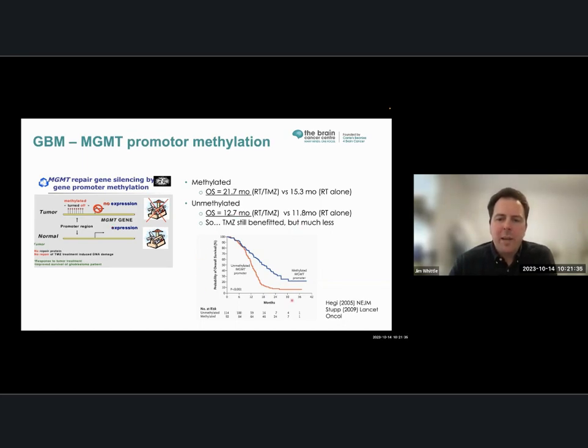And the seminal paper here, a reevaluation of the original Stupp paper from Monika Hegi and colleagues, looked at the methylated promoters having an improved survival compared to unmethylated. But clearly we need more biomarkers to emerge over time to help treatment options for patients.